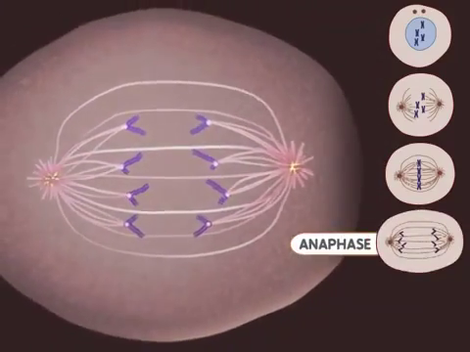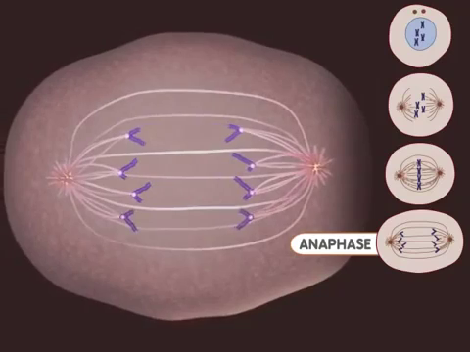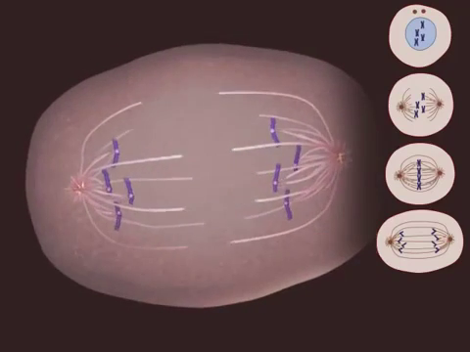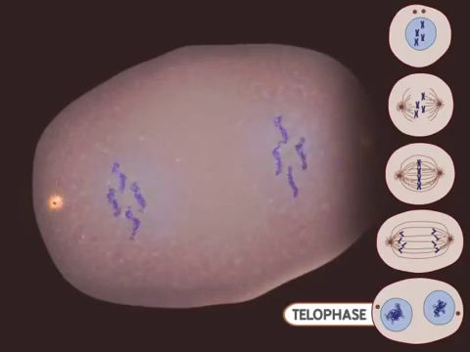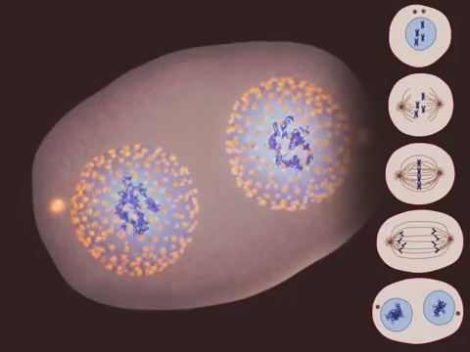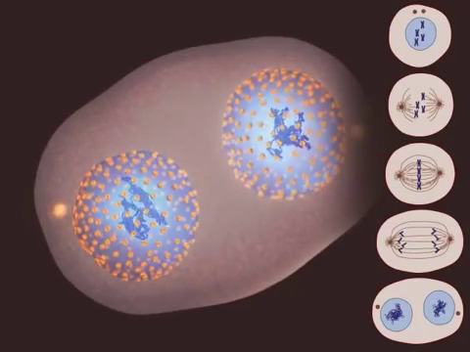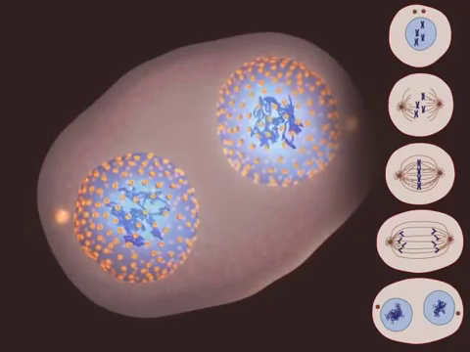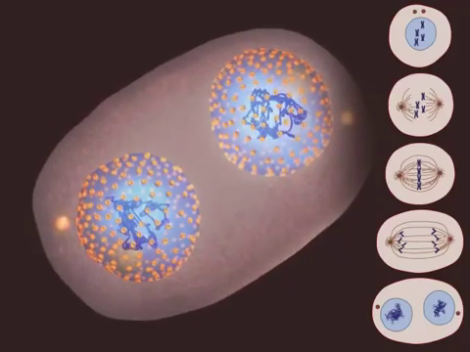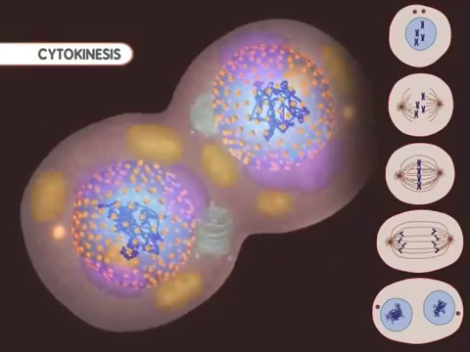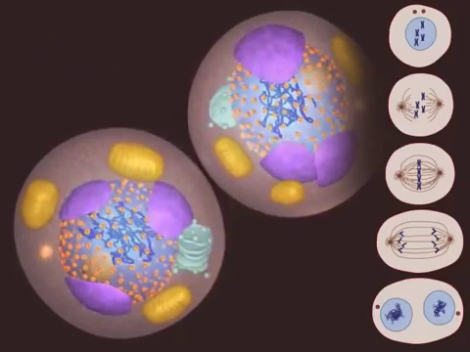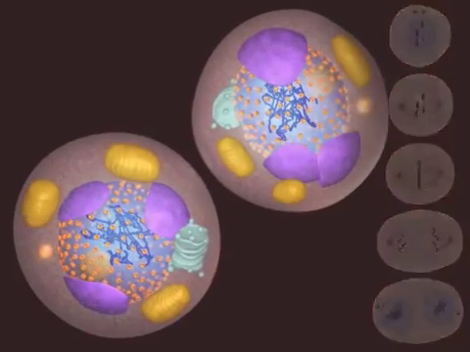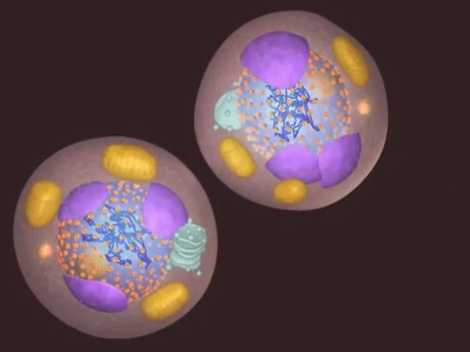During anaphase, the chromosomes are moving apart. The telophase stage is marked by the appearance of new nuclear membranes. This is the end of mitosis. Finally, the splitting of the cell occurs during cytokinesis. The two new cells are now ready to grow and perform their specialized functions.